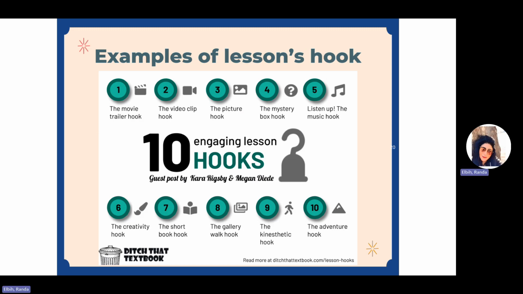Some examples of lesson hooks include, for instance, a movie trailer, a video clip, a picture, a mystery box hook, the listen up music hook, okay? You can also start with a creativity activity, a short book hook, a gallery walk hook, the kinesthetic hook, or the adventure hook. But you can also start with a question, especially if you're using inquiry. You can start with an inquiry question, or setting the stage, and try to connect this lesson to students' life.